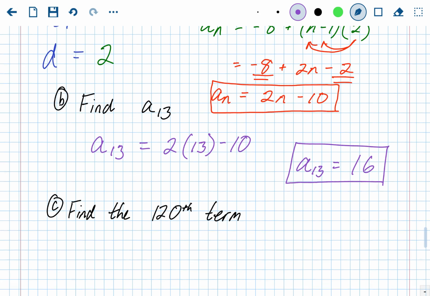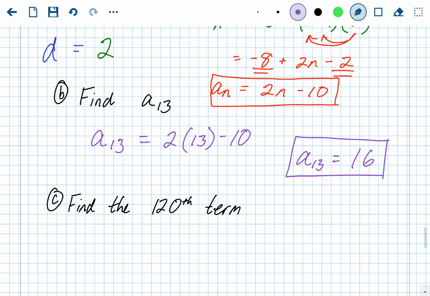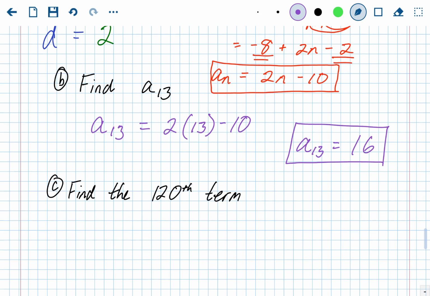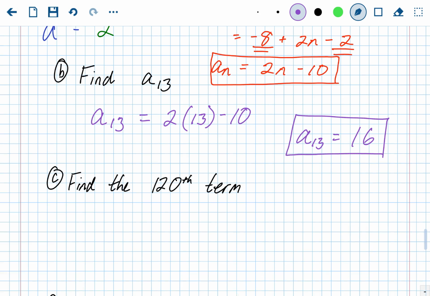Now again, 13 is kind of low. We could have just done plus 2, plus 2, plus 2 13 times. Doing it 120 times is not really feasible. So we'll just use the formula instead. We need to find the 120th term, which means 120 is n. So A sub n becomes A sub 120. 2 times n becomes 2 times 120, and then minus 10. And then just simplify. The 120th term, A sub 120, is 230.